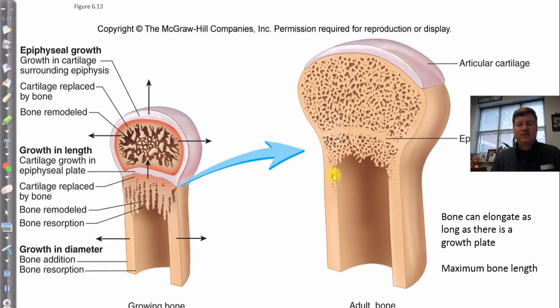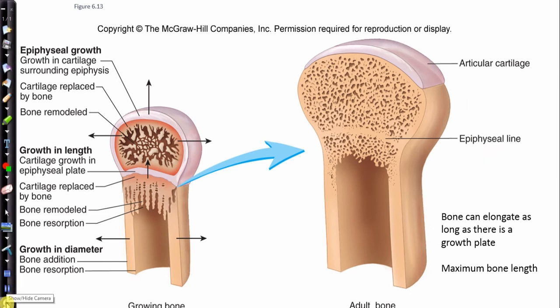So this then shows you, let me pull me out of the way here. This shows you, again, actually both kinds of bone growth. When you see the term epiphyseal growth, that refers to the elongation. And you see the arrows here showing how the bone will be essentially pushed one direction as it lengthens. So cartilage is replaced by bone, and that's the process of elongation or epiphyseal growth.